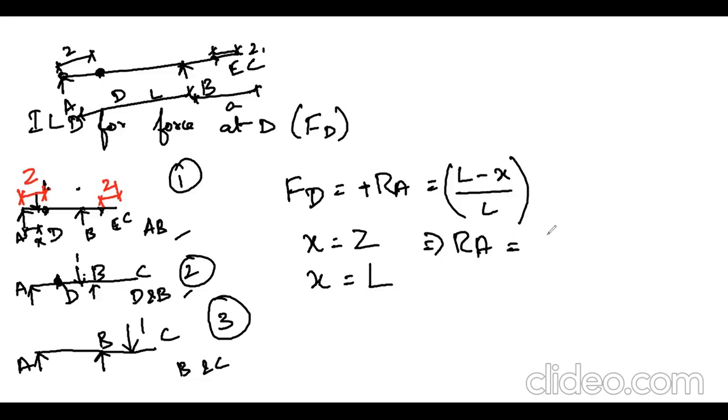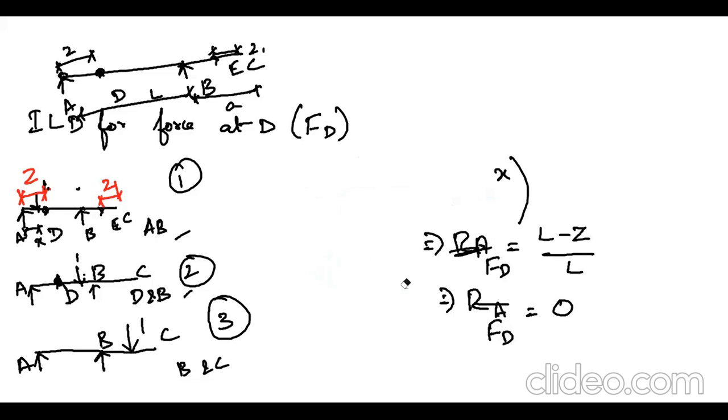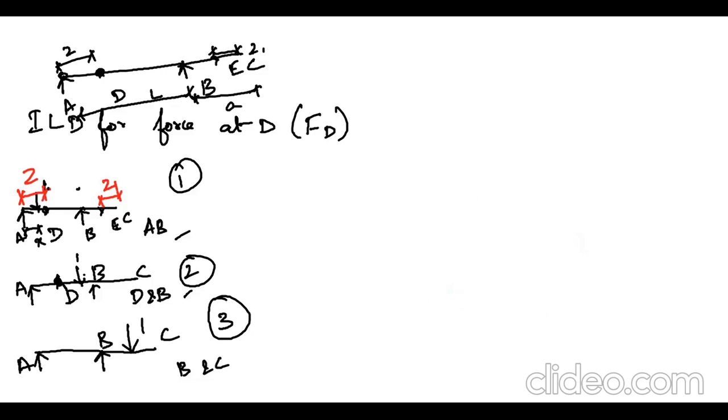So the value of RA will become L minus Z by L. Whereas in the second condition, that is when x equals L, the value of RA will become 0. Okay, this is not RA, I'm sorry, this is FD. Both will be the same, but you have to write it here as FD. Next, we are going to take the third loading condition. So far, we have discussed two loading conditions to determine the influence line diagram for the force at the point D. Now we are going to take the third loading condition.